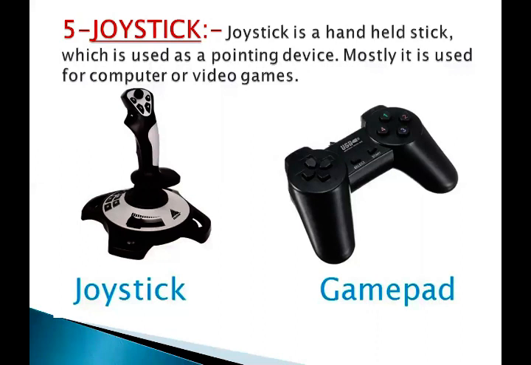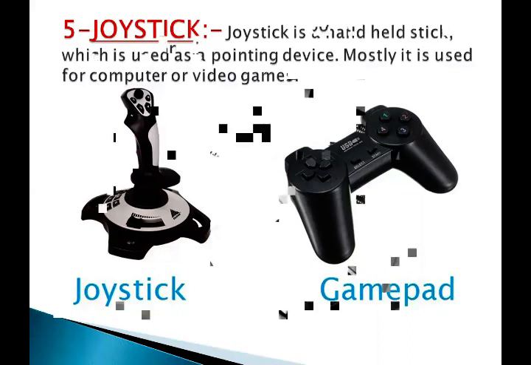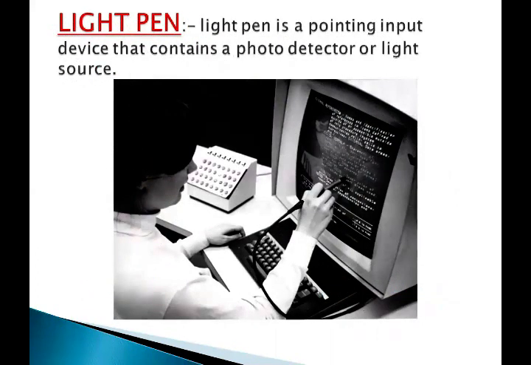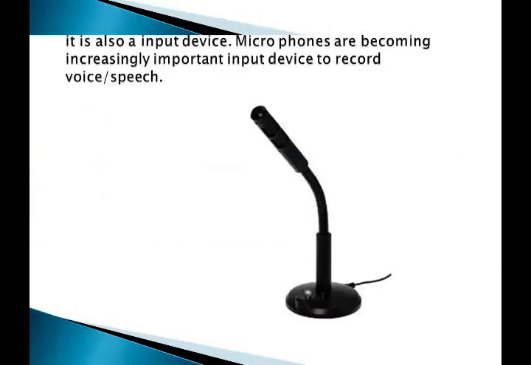By pressing the top button or the trigger, an object can be made to fire or jump. Joysticks are used mostly for computer or video games. A joystick is a handheld stick which is used as a pointing device. Light pen. A light pen is a pointing input device that contains a photo detector or light source.